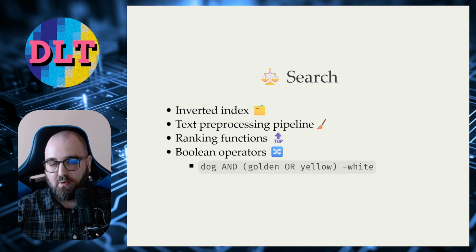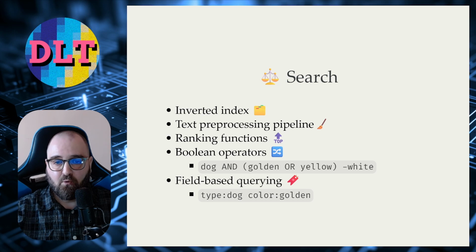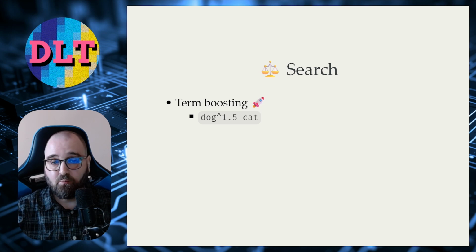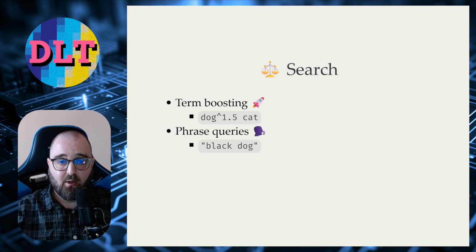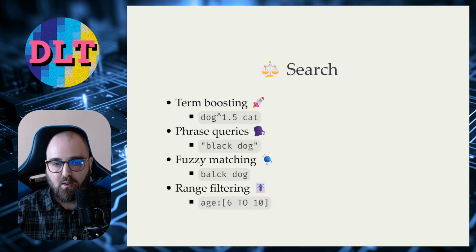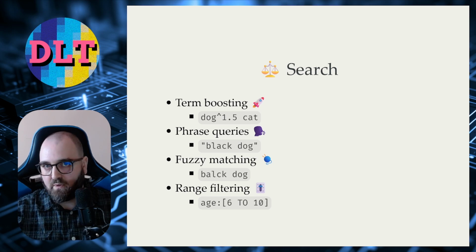And then it should support a set of basic operations like Boolean operators, and, or, negation, field-based querying, term boosting, dog is more important than cat, for instance, phrase queries, so you have two words that make up a single term, fuzzy matching, which means you just misspelled a word by a single letter and it can still match it with the documents containing that word, or maybe the document has been misspelled and you can still match with that document. And stuff like range filtering can be useful as well, for numbers, but for dates as well.